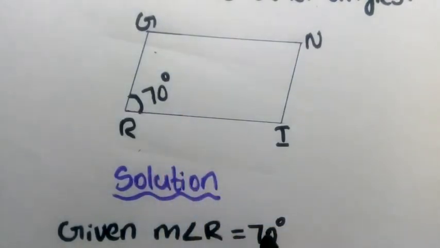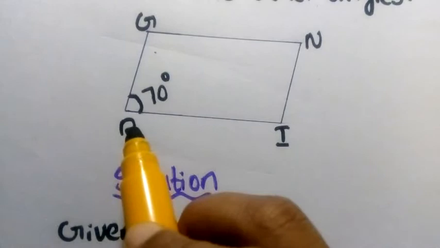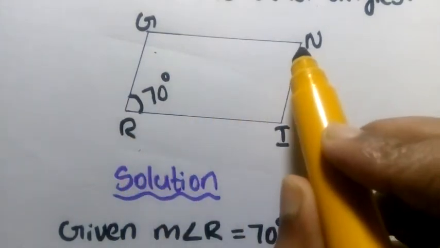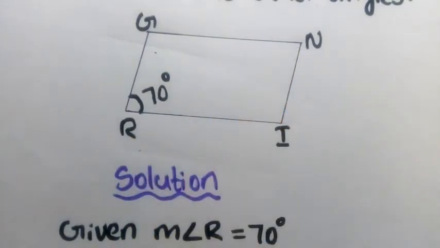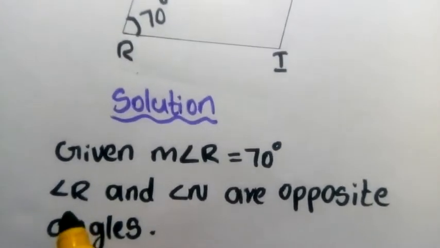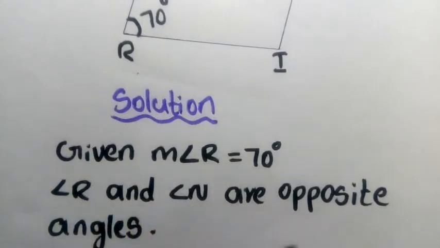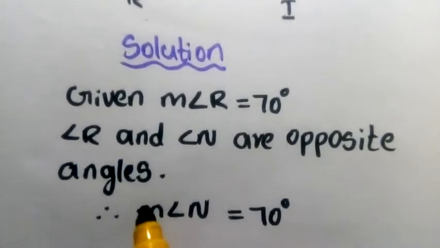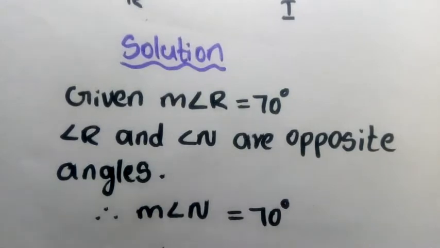If you observe the figure, you can see that angle R and angle N are opposite angles. So by the property, we know that opposite angles are equal. Therefore, measurement of R is equal to 70 degrees. Therefore, measure of angle N also equals 70 degrees.